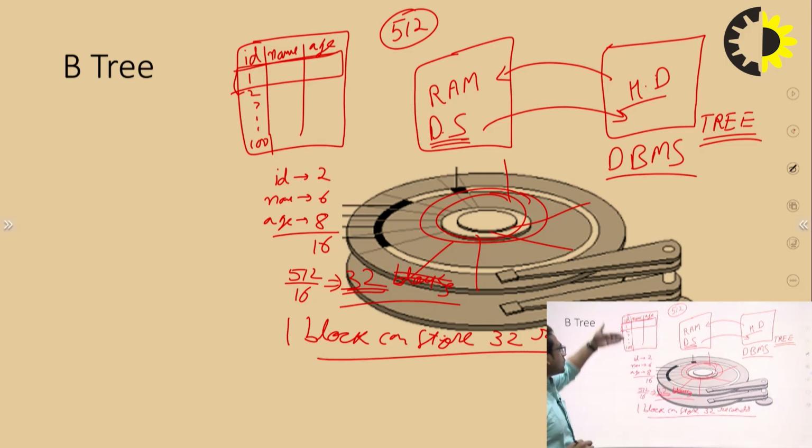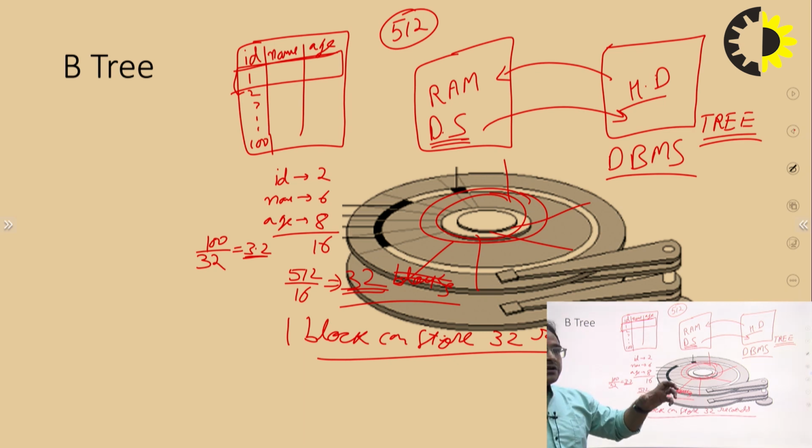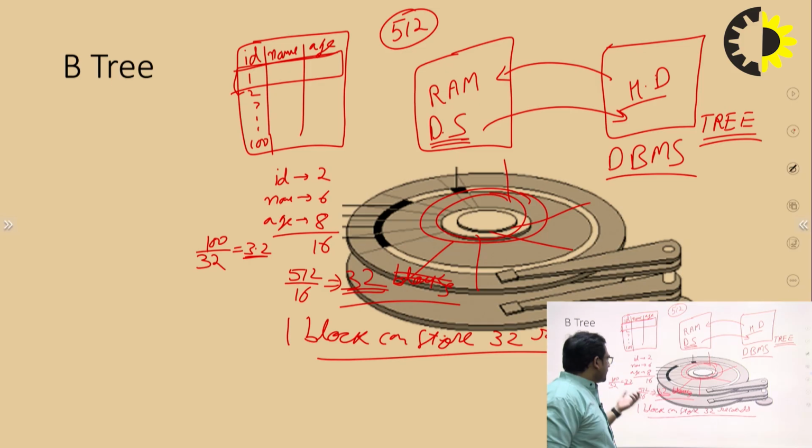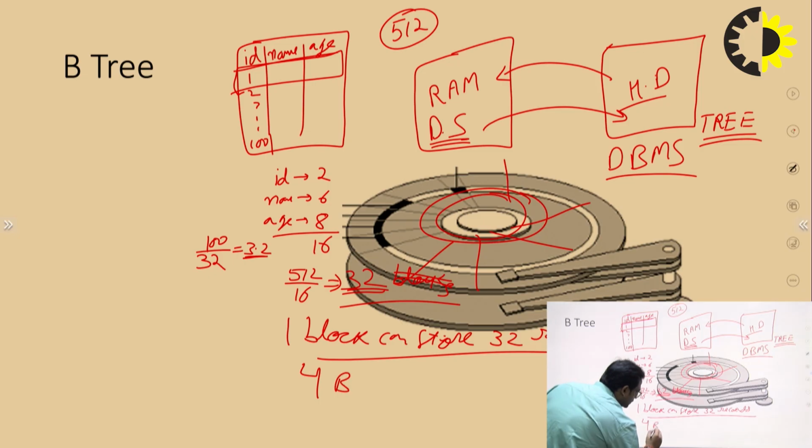Got my point? So how many records do I have here? 100 records, right? So how many blocks do we need? We have 100 records, and one block can store 32 records. If I divide, it is approximately 3.2, 3.23 or whatever it is. Blocks are never used in a fractional form, obviously. So we need 4 blocks to store these 100 records into the database.